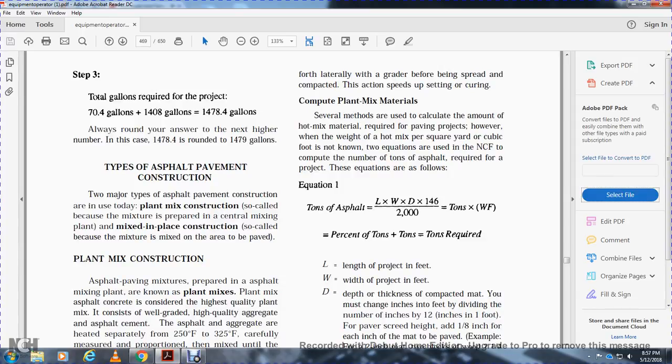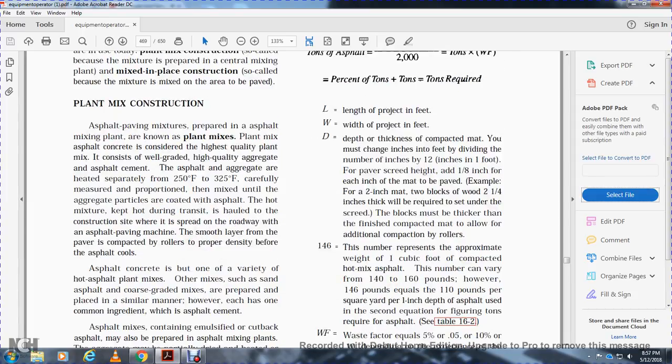Types of asphalt construction. Two major asphalt pavement constructions used today are plant mix construction, where the mixture is prepared in an asphalt mixing plant, and mix in place construction, where the mixture is mixed in the area to be paved.